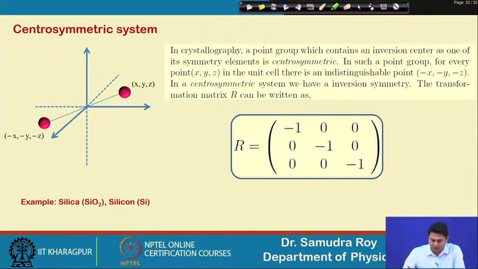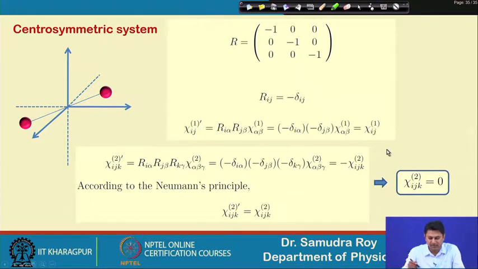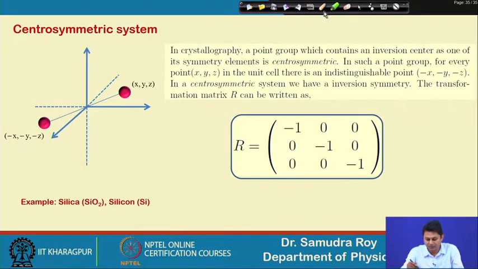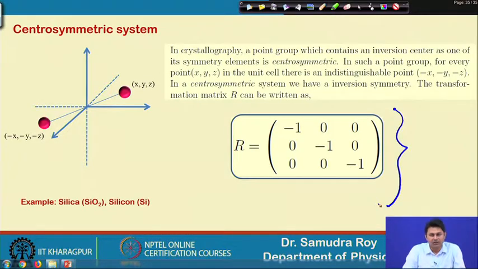So, once I go from x y z to minus x minus y minus z, my matrix here is going to change. Okay, let me go back to the previous slide. So, this is the operation matrix form. It is very important that first we know what my R matrix is. The R matrix should have this kind of form: minus 1 0 0, 0 minus 1 0, and 0 0 minus 1. So, this is the form of the R matrix.